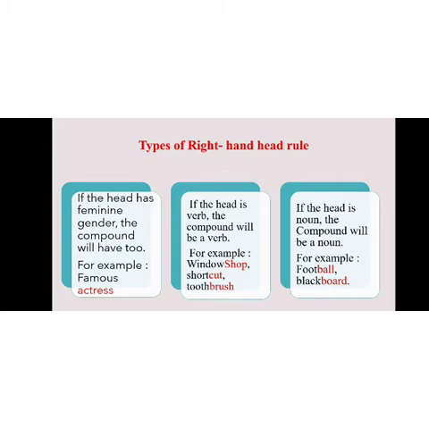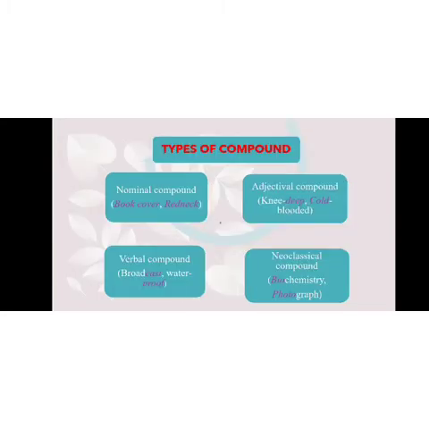And then if the head is a verb, for example, window shop, shortcut, toothbrush. So shop, cut, and brush are the heads and are verbs in it. And the last is if the head is a noun, the compound will be a noun too. For example, football. So ball is the head and is the noun in the compound.